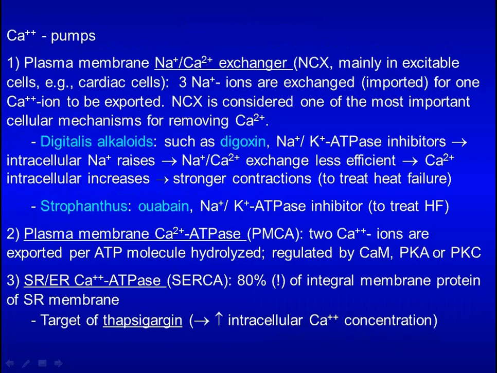Here is integration with pharmacology. Digitalis alkaloids, such as digoxin, are used to treat heart failure. They are inhibitors of sodium-potassium ATPase. These drugs make the sodium-calcium exchanger less efficient and therefore raise intracellular calcium levels, which causes stronger muscle contraction.